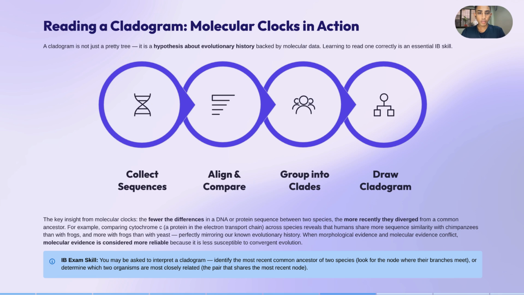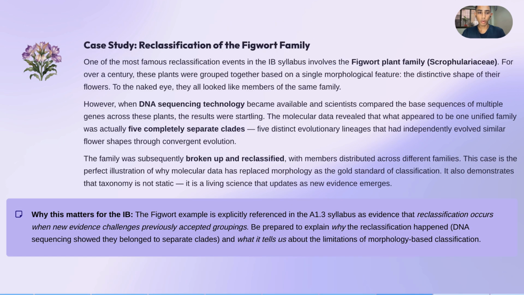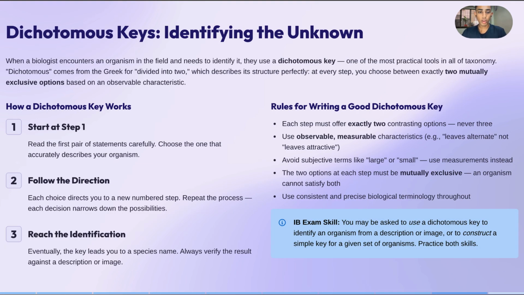Sometimes this DNA evidence is so strong it forces us to admit our previous classifications were wrong, leading to reclassifications. The most famous example in the syllabus is the figwort plant family. For years, these plants were grouped together because their flowers look similar, but DNA sequences proved they actually belonged to 5 different clades.